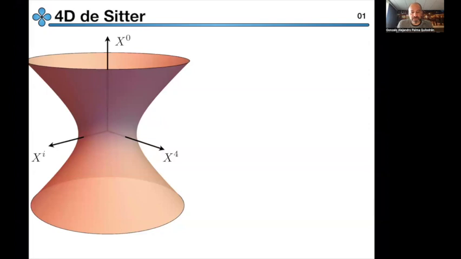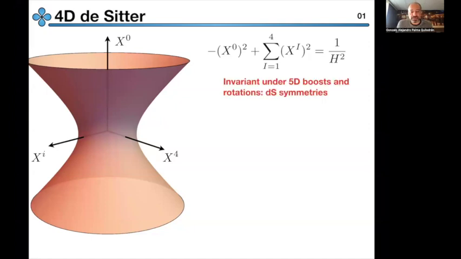First of all, you can visualize the de Sitter spacetime as a surface in a five-dimensional Minkowski spacetime. The surface is parameterized by that equation. And you can see by eye that the spacetime is invariant under 5D boosts and rotations. And these are the so-called de Sitter isometries.